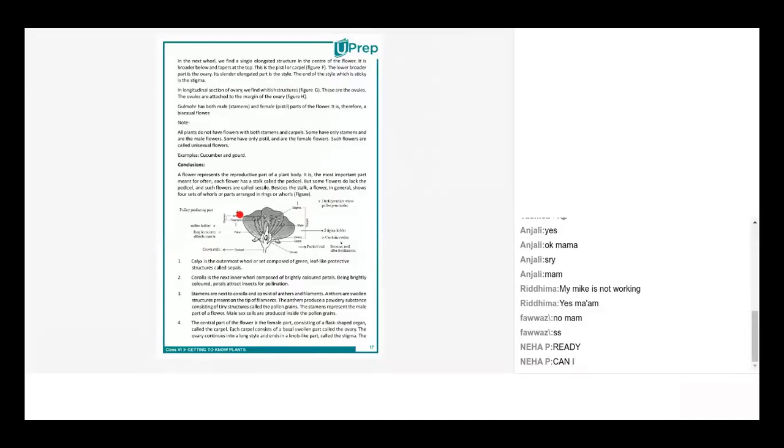Correct. So basically, remember I said gynoecium? Gynoecium is also known as the carpel, right? It is also known as the carpel. This is called the gynoecium, correct? And stamen. Stamen is also known as the androecium.